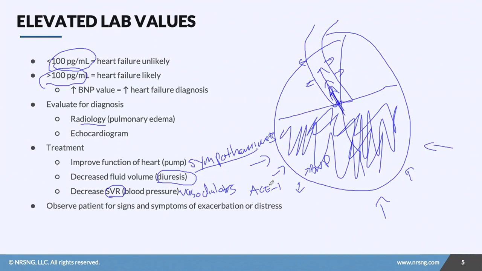Then, of course, guys, we want to watch our patient for signs and symptoms of heart failure to make sure they're consistent with these lab results. Is the patient having a hard time breathing? You know, what's their fluid volume looking like? Do they have edema? We're going to really want to look for those things.